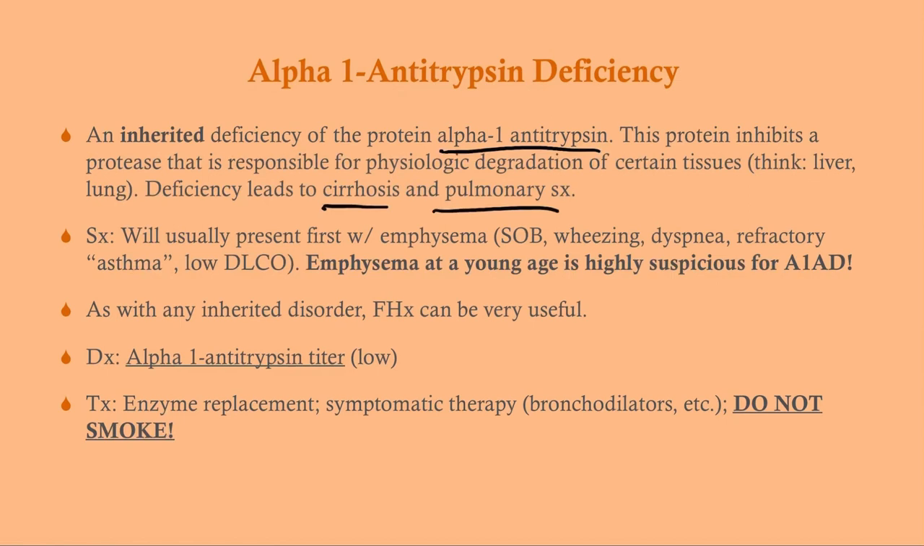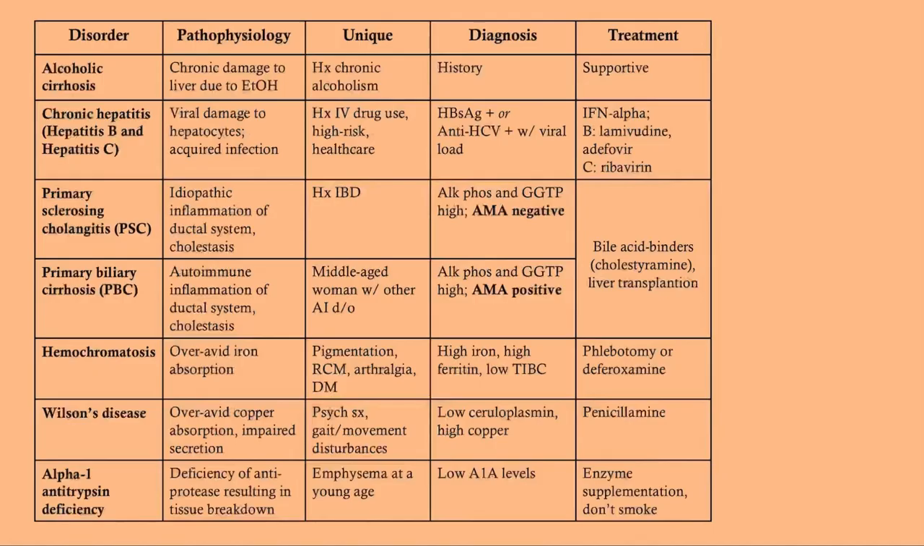So the diagnosis here is fairly simple. You get an alpha-1 antitrypsin titer. That's, of course, going to be low. And the treatment is enzyme replacement and symptomatic therapy. You're going to tend to their COPD. But very important, and this should go without saying, do not smoke. This is just kind of reviewing what we talked about. So this is a little cheat sheet for you that you can use to help you remember all the things that we talked about.